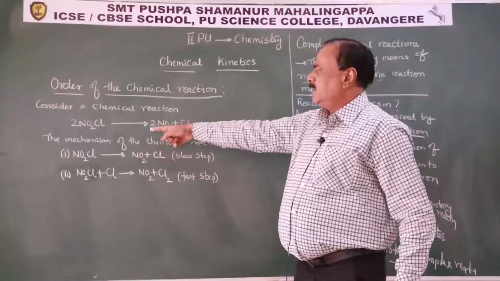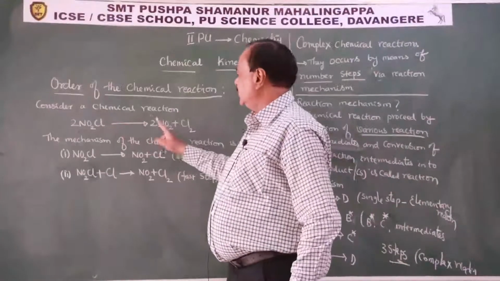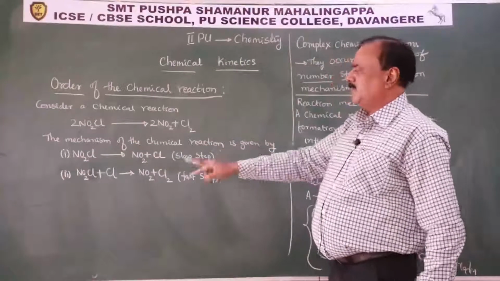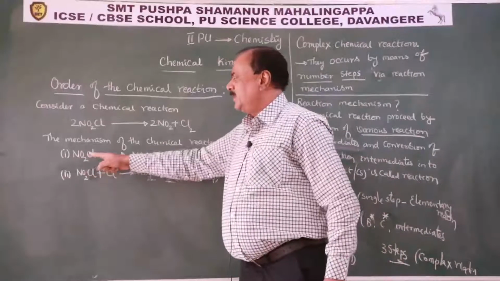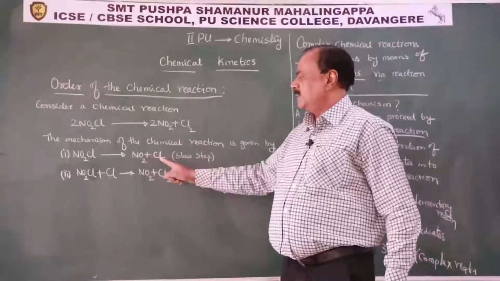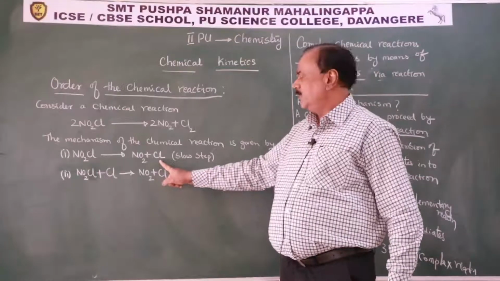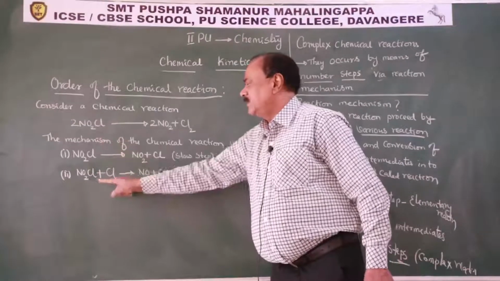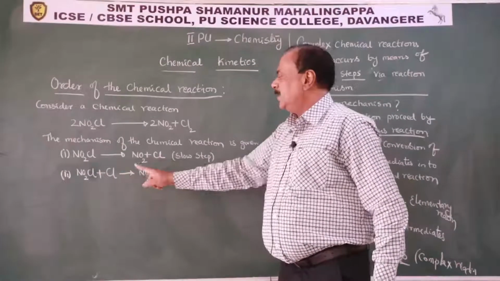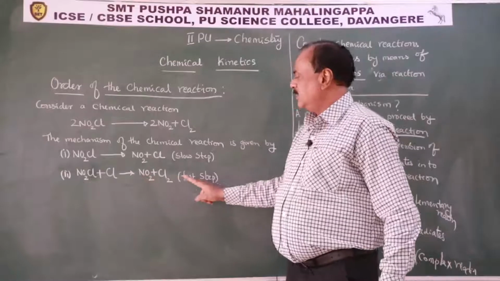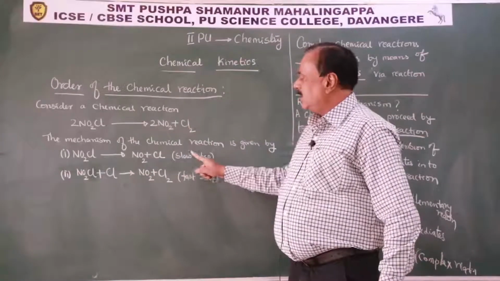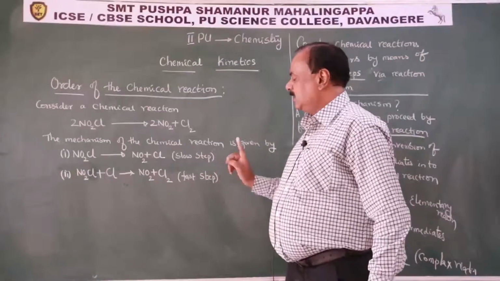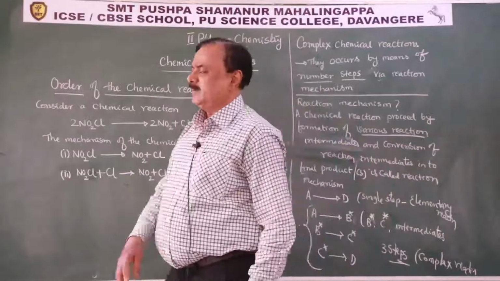Suppose the decomposition of nitrosyl chloride gives nitrogen dioxide and chlorine, but the mechanism of the chemical reaction occurs by means of two steps. In the first step, one molecule of nitrosyl chloride gives nitrogen dioxide and chlorine. This is active chlorine, and that is the slow step. In the second step, the second molecule of nitrosyl chloride reacts with this intermediate chlorine, and it gives rise to NO2 and Cl2. Among these two steps, one is the slow step of the chemical reaction and one is the fast step.